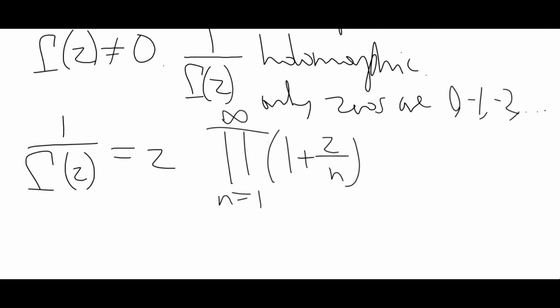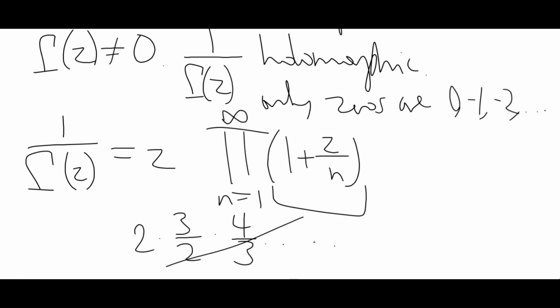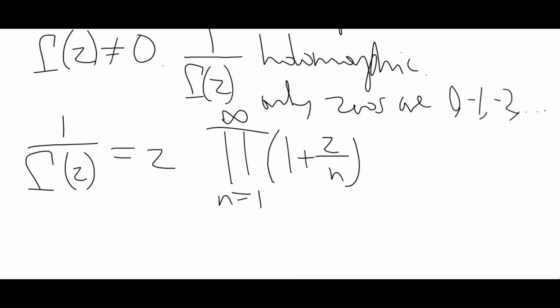Okay, now this is wrong for a few reasons. First of all, this does not converge when you actually multiply it all out. For example, if z equals 1, you get into some very bad problems because you get 2 times 3 halves times 4 thirds, and so on. And the partial products of that are just the integers, well, the integers starting at 2. So that blows up.